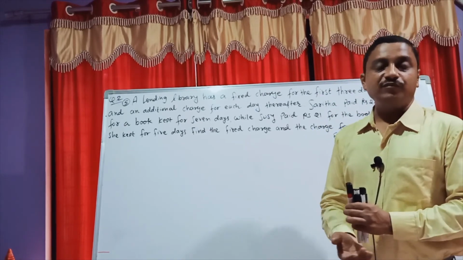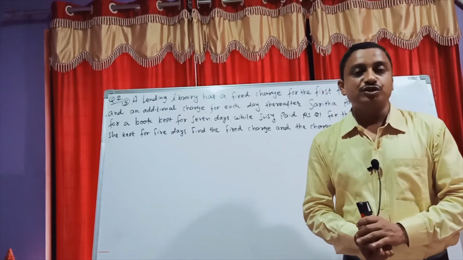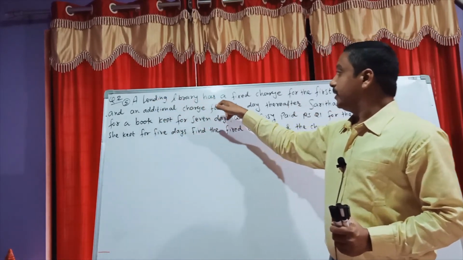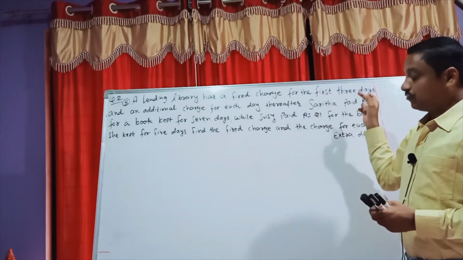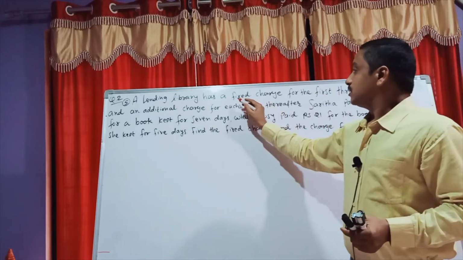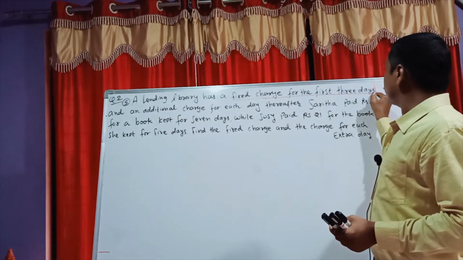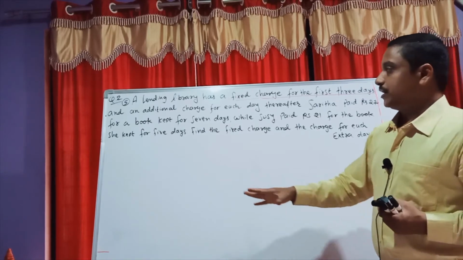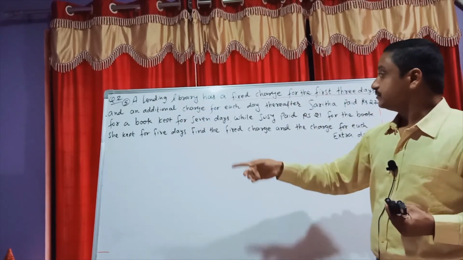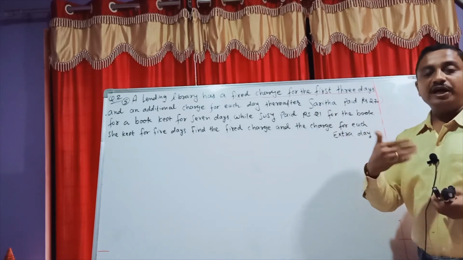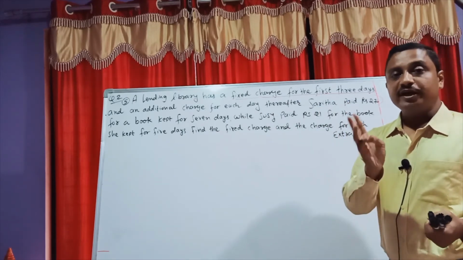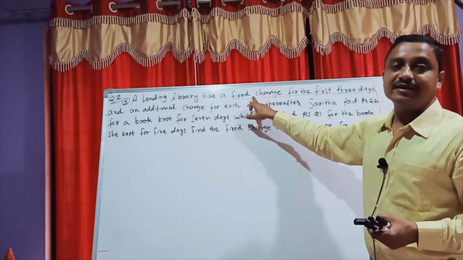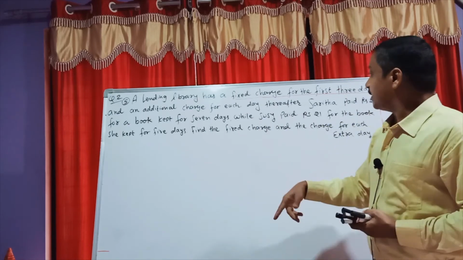Now one more numerical, the last sum of this exercise, the fifth sum. The question is that a lending library has a fixed charge for the first 3 days. It means, students, that the charge for the first 3 days is compulsory, and the additional charge applies for each day after that. But the 3 days charge is fixed. So I take the fixed charge for 3 days as x, and the extra additional charge as y.